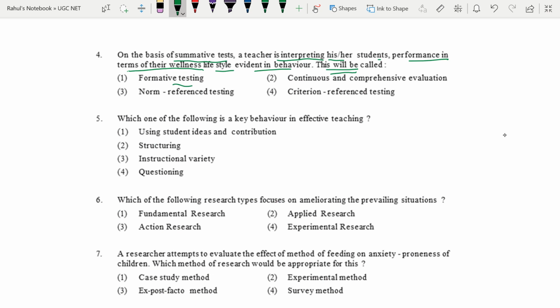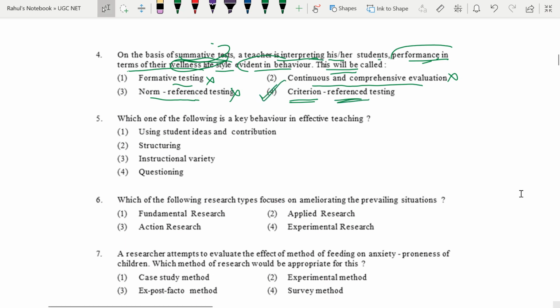This will be called as formative testing. No. This will be called continuous and comprehensive evaluation. No. This will be called norm-referenced testing. No, because on the basis of the summative test, the teacher is interpreting students' performance in terms of wellness and lifestyle evident in behavior. It is completely termed as criterion-referenced testing. Option 4 is the correct answer.